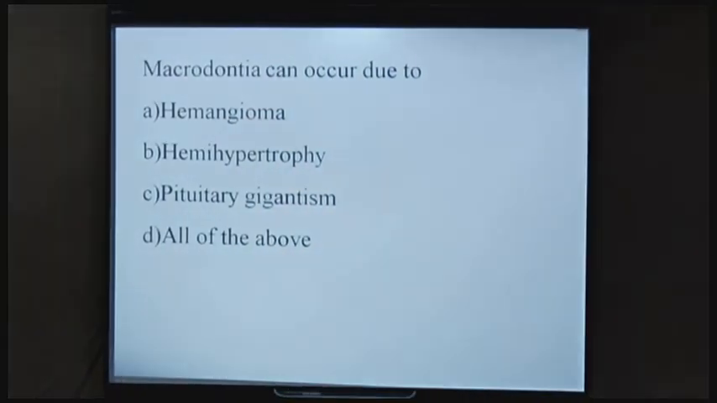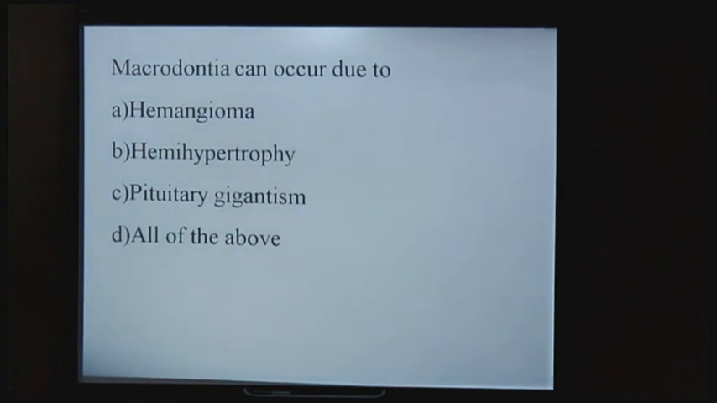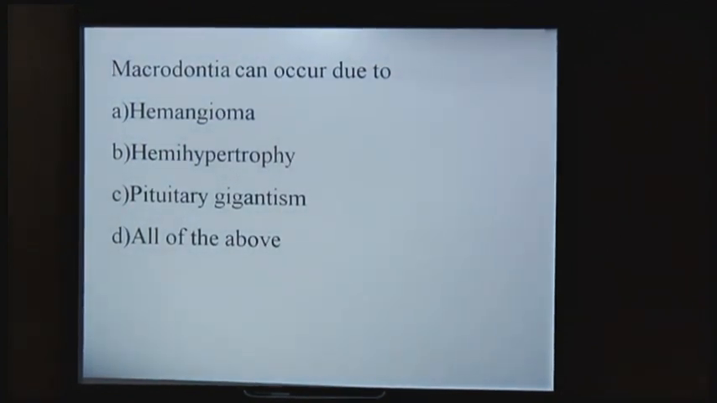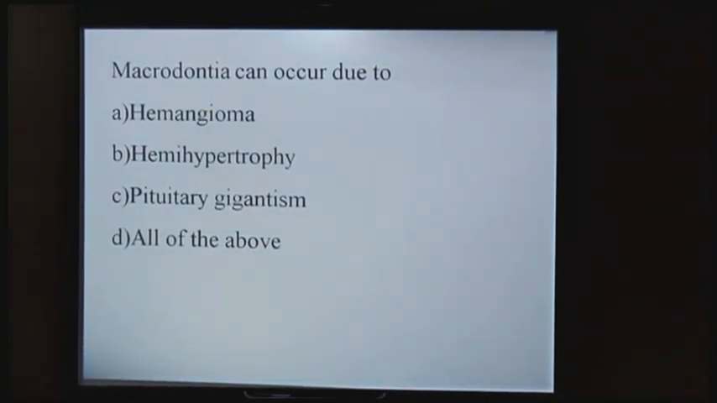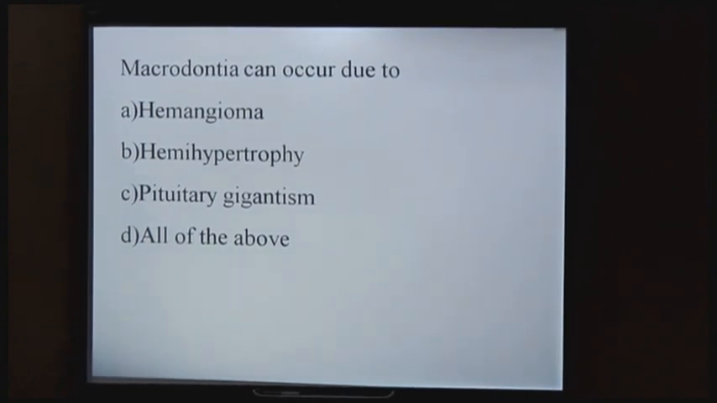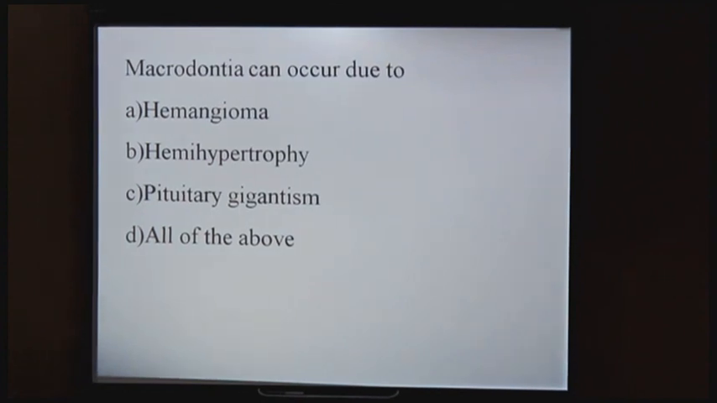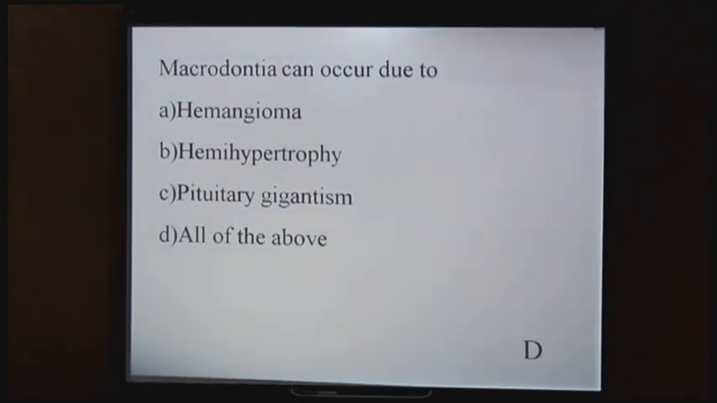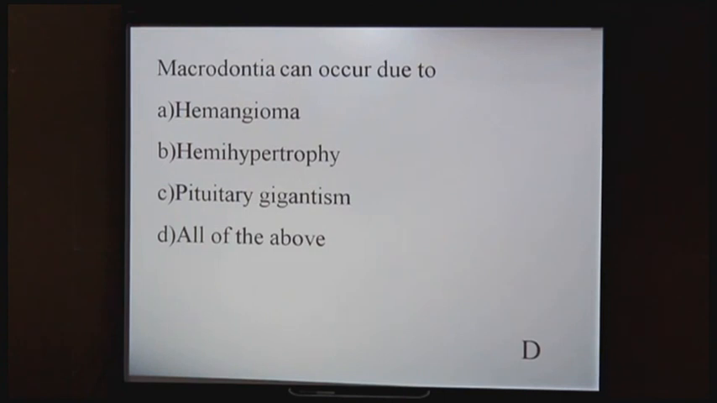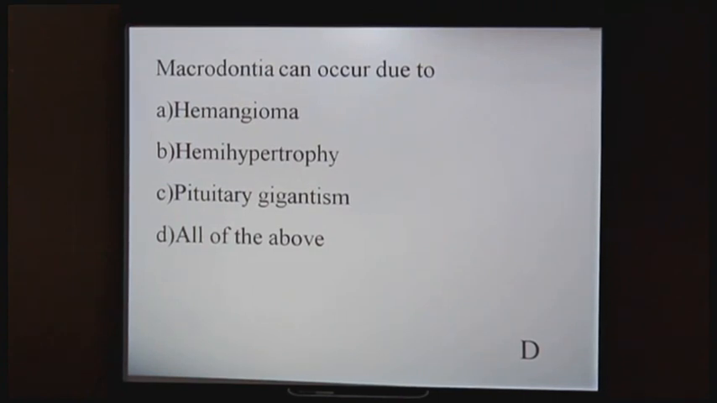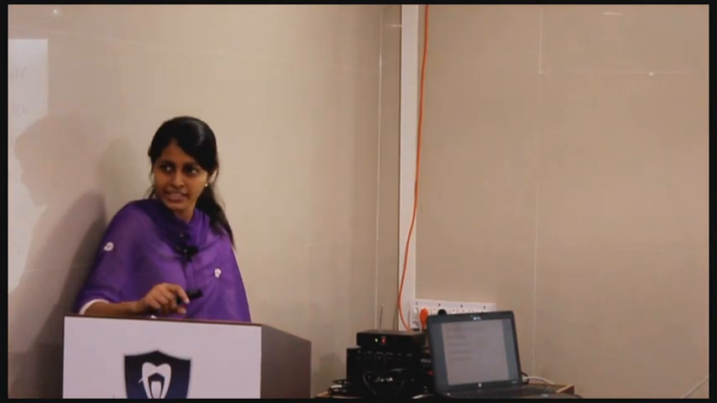Macrodontia can occur due to gigantism? Okay. All of the above. Hemangioma, actually the blood supply is so much during the development stage that the tooth size increases. And hemihypertrophy, that half of the face itself will be enlarged than the other half of the face. Gigantism is like not just one tooth, the entire teeth will be enlarged.